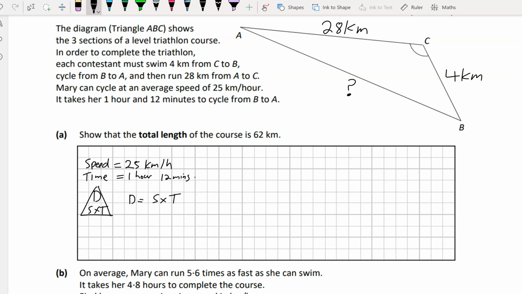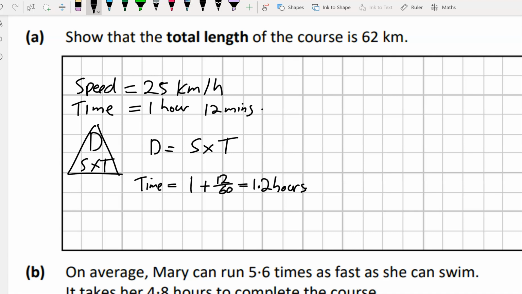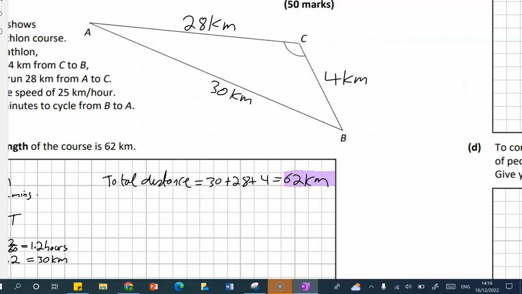I'm going to turn them both to hours, so I need to change the hours and minutes to hours. It takes Mary 1.2 hours to do that part of the course, as 12 minutes is 12 out of 60. Distance equals speed by time: 25 by 1.2 will give us 30 kilometers. And by adding all the sides, we get a distance of 62 kilometers.